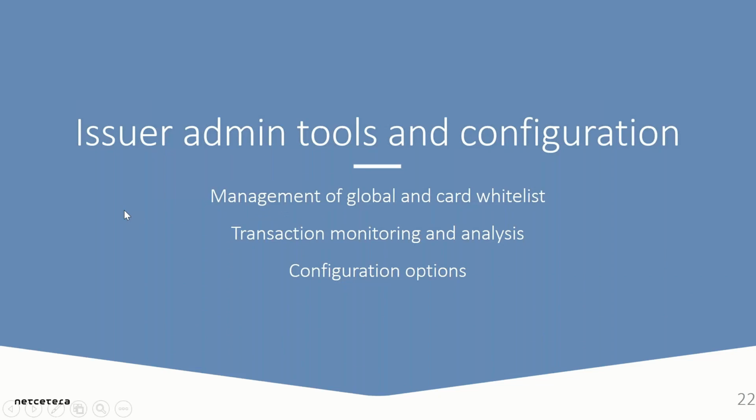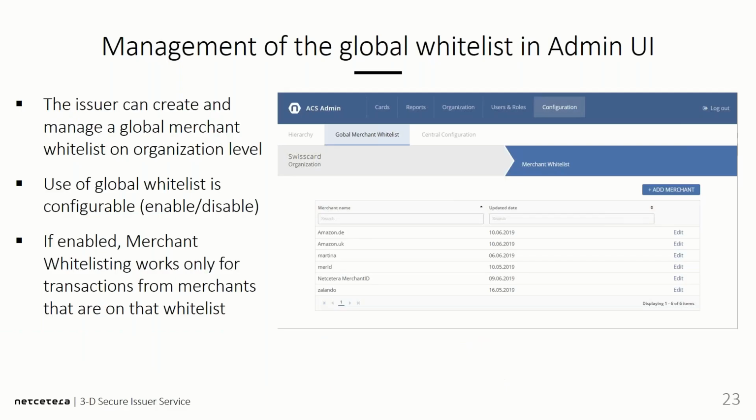So as we have seen for the management of the global and the card whitelist, it's actually two lists which are in place in this feature. The global whitelist is the one that is managed and maintained by the issuer, by the bank, and he can choose which merchants he wants to have on this global whitelist. This actually defines at which merchants you would generally allow the application of such an exemption.